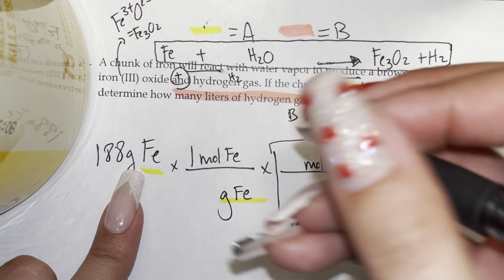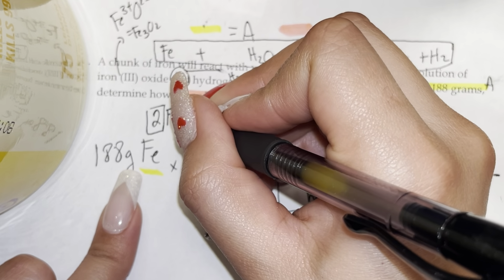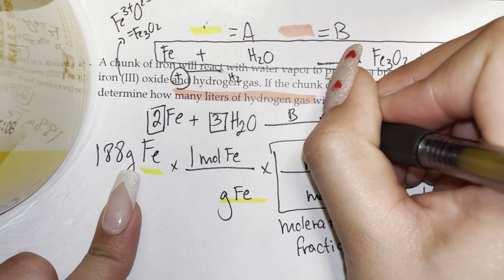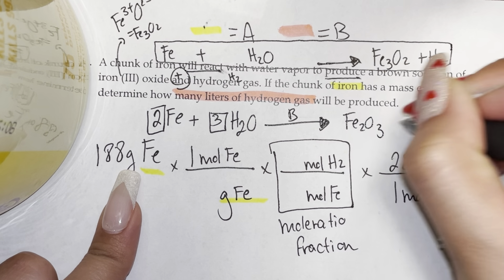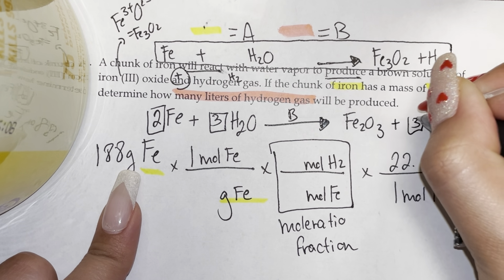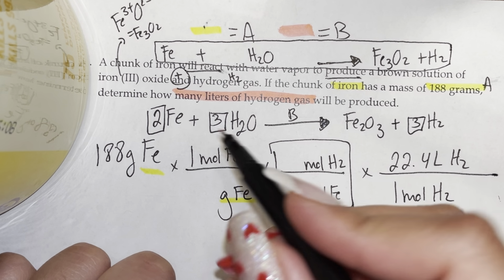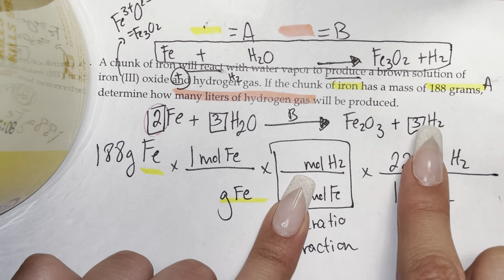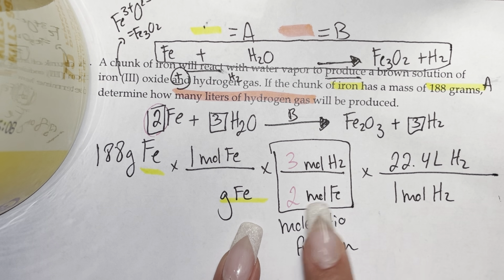I'm going to tell you right now that the equation is going to look like this: 2Fe plus 3H2O will give you, this B is part of that question, Fe2O3 plus 3H2. And again, you're only going to use the coefficients. In this case, you look for moles of Fe, and you're like, okay, 2. So 2. Look for moles of H2, and you're like, okay, 3. So 3. That's the only reason why you're balancing, to fill this up.